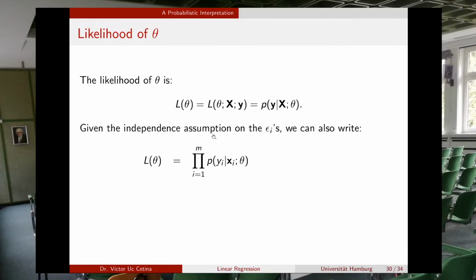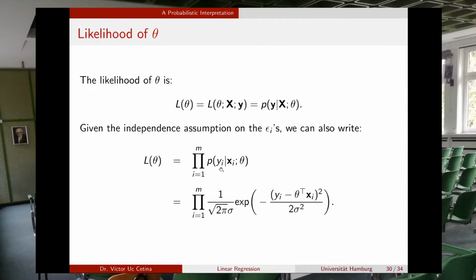Now, given the independence assumption on the epsilons, we can also write the likelihood like this. So here we are assuming that each of the errors in our model is independent from each other. And if that is true, then we can write the likelihood as the product, for every example that we have available, of the probability of y given x with our parameters theta.